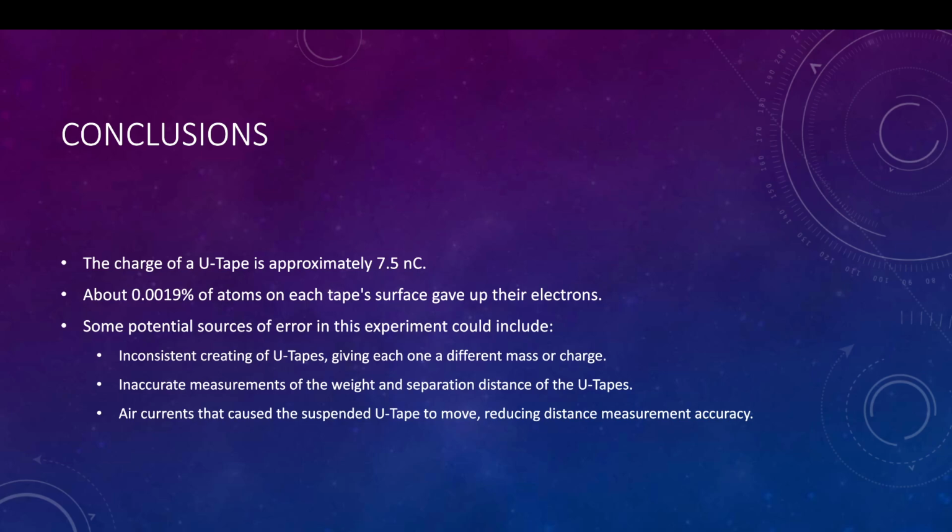To conclude, the charge of a U-tape is approximately 7.5 nanocoulombs, and about 0.0019% of atoms on each tape gave up their electrons. Some potential sources of error in this experiment include inconsistent creating of U-tapes, which could give each one a different mass or charge, inaccurate measurement of the weight and separation distance of the U-tapes, as well as air currents that could cause the suspended tape to move, reducing the accuracy of the distance measurement.